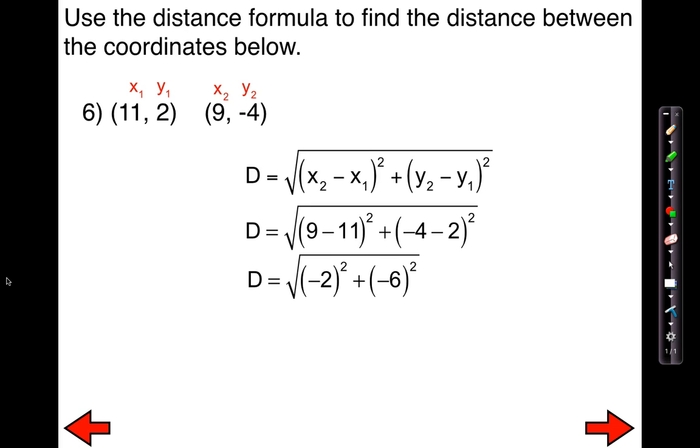You should have ended up with negative 2 squared plus negative 6 squared, which leads to 4 plus 36, which then leaves you with d equals the square root of 40, which is not a perfect square, so you're going to have to estimate it to the nearest tenth, leaving you with an answer of approximately 6.3.